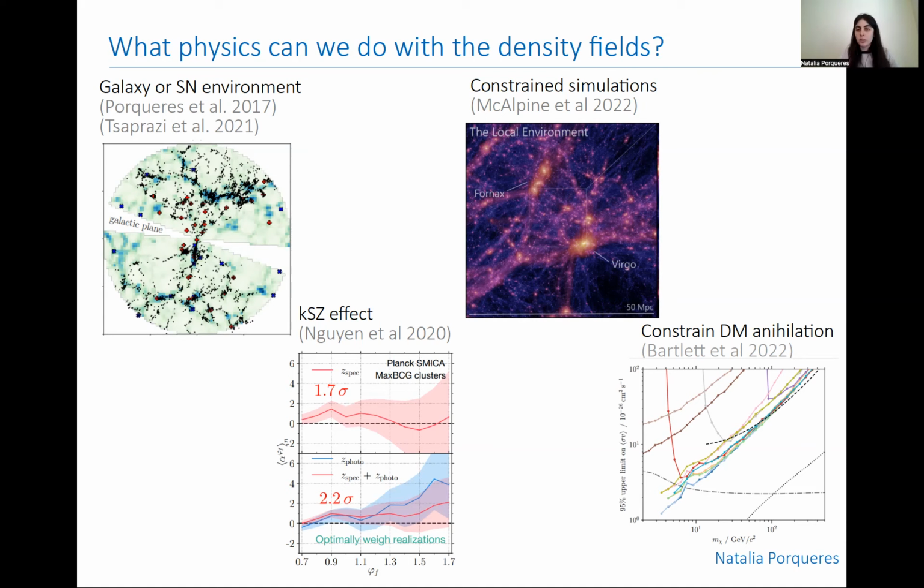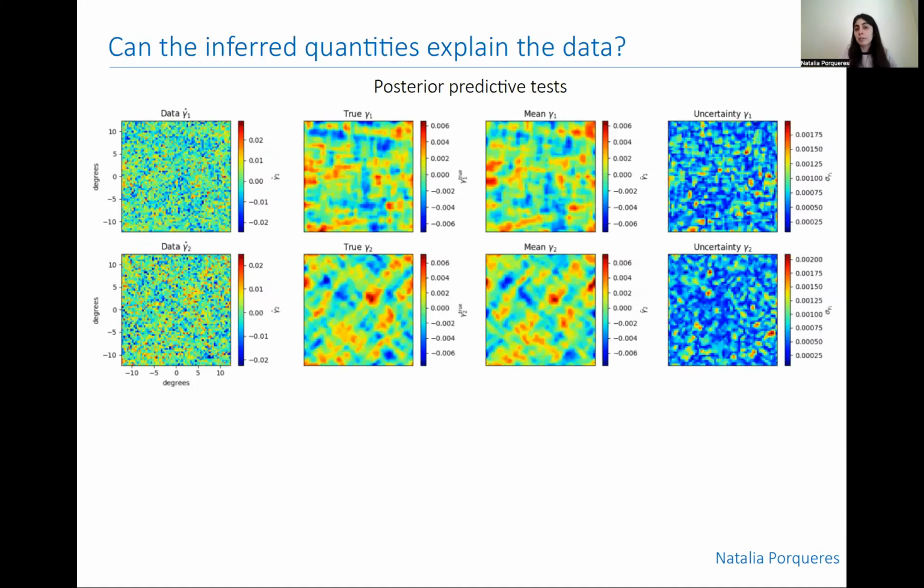So there is a lot of physics we can do with these density fields, but they are also a very powerful tool to actually check our data. They are very powerful for cross-validation. So one thing we can do with the density fields is to do posterior predictive tests. So here we are back at the proof of concept experiment.